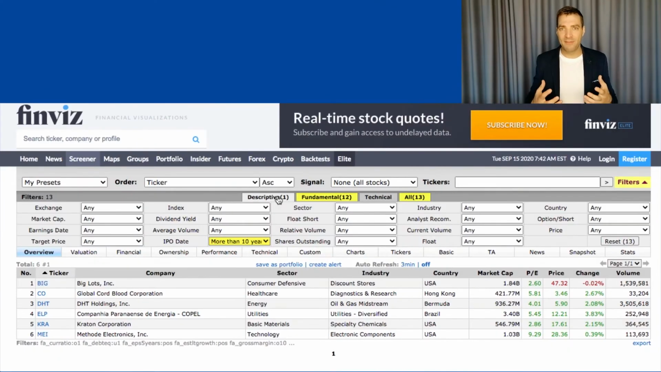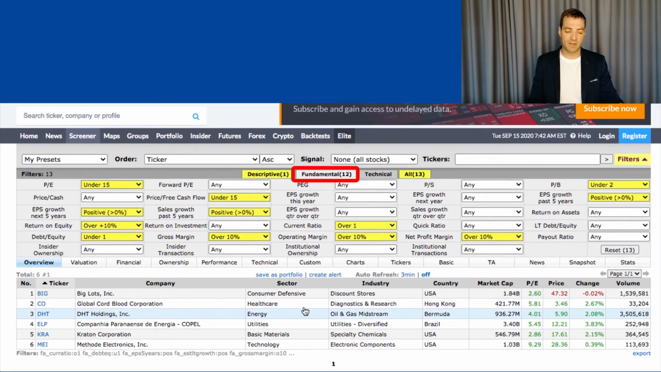Okay, now let me show you my favorite stock screen that I'm using at the moment. So in the descriptive tab, I've got an IPO date of more than 10 years because I want older companies. Now, if we move over into the fundamentals, I've got a lot of criteria here, so I'll go through them quickly. I want a PE ratio under 15, a price to book under 2, a price to free cash flow under 15.